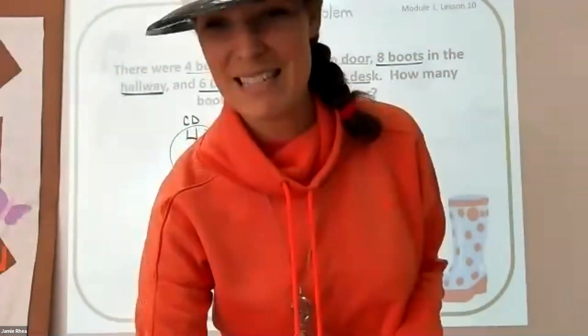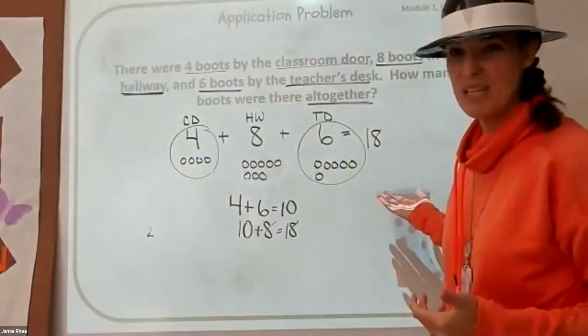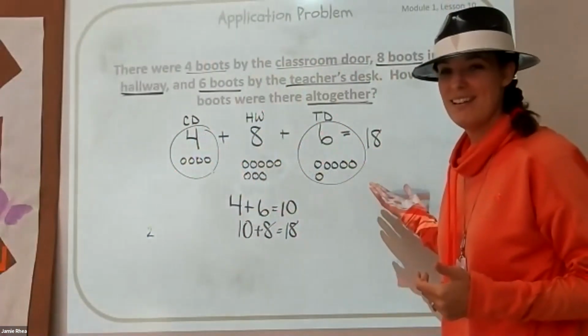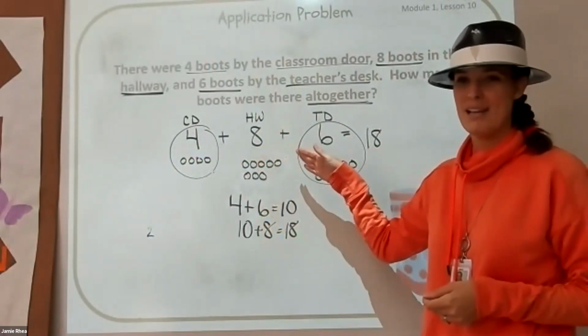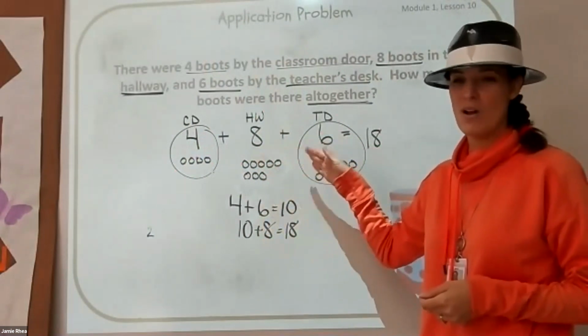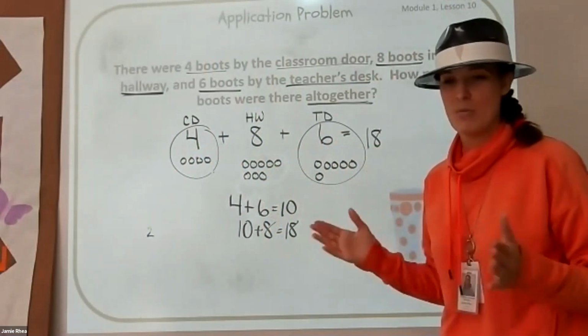All right, guys, let's see. Did we solve how many boots were all together? Yeah, we said there were 18. She had 4 in the classroom doorway, 8 in the hallway, and 6 by her desk. We added them up.